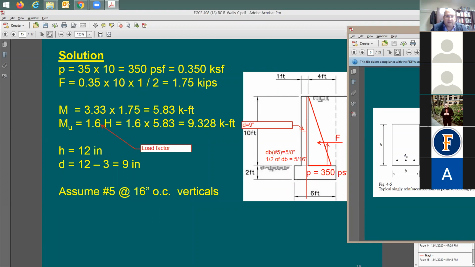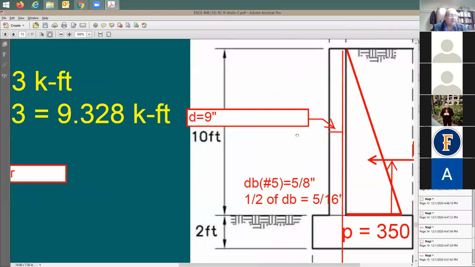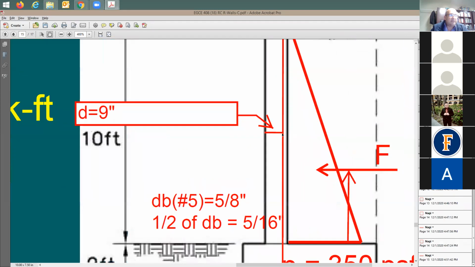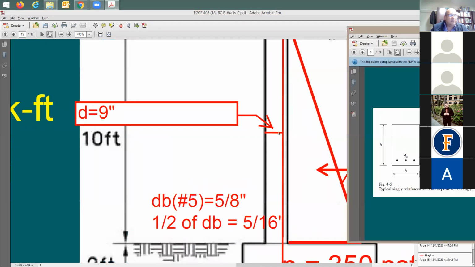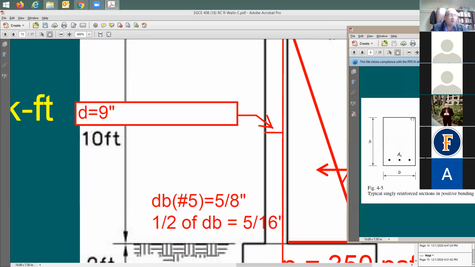So it's just rotated? Yes. The vertical rebars are on this side, and the total depth of the wall, or thickness, is a foot, from here to there. See that? And the depth is the distance from the rebar to the compression fibers. Okay, thank you. No problem.